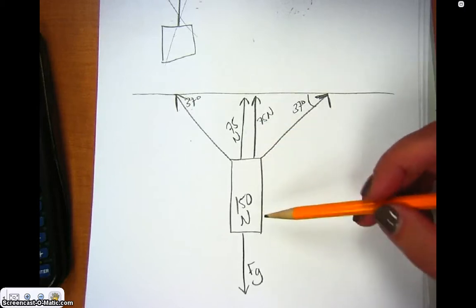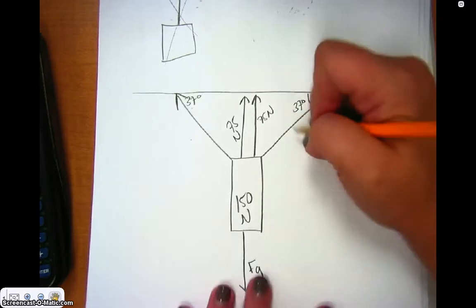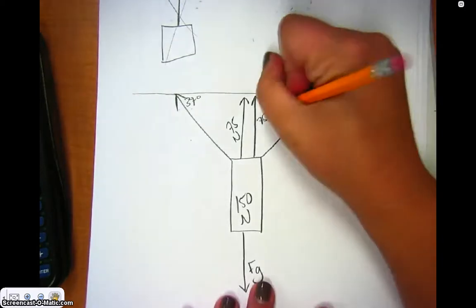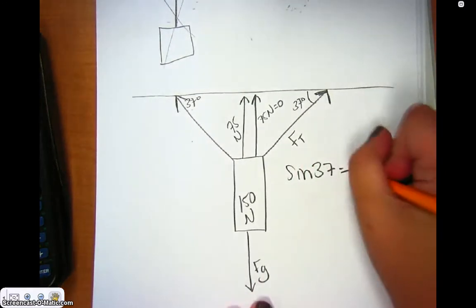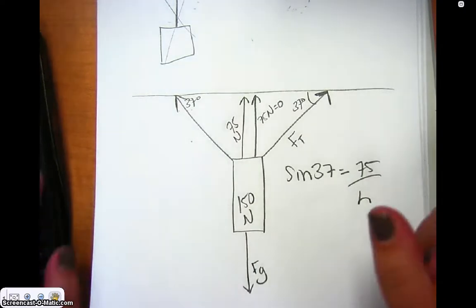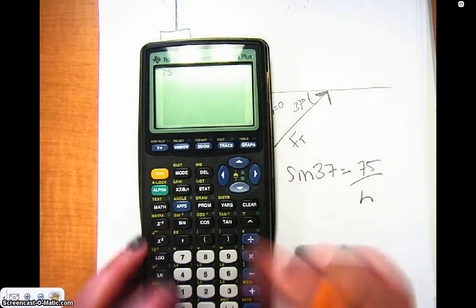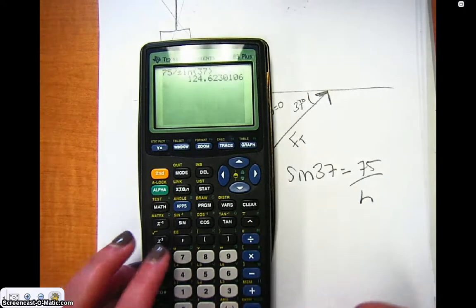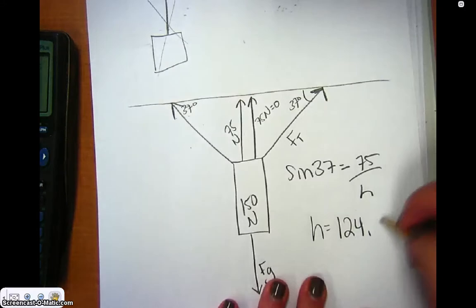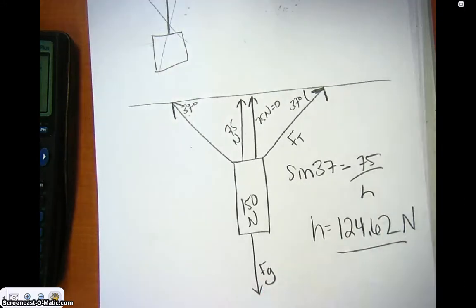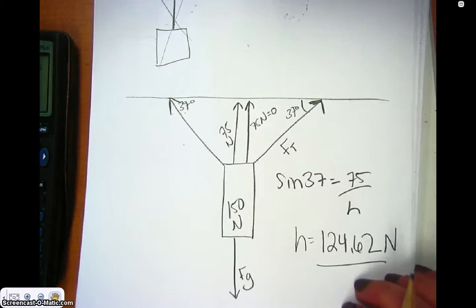So now we just have a simple triangle problem, right? I just need to figure out, well, what is my hypotenuse? Because this would be my force tension, and this would be my opposite. So I could just say that the sine of 37 is equal to 75 over h. And if I plug that into my calculator, I just take 75 and divide it by the sine of 37, and I get 124.62 newtons. So the actual force tension in each one of the cables would be 124.62 newtons.